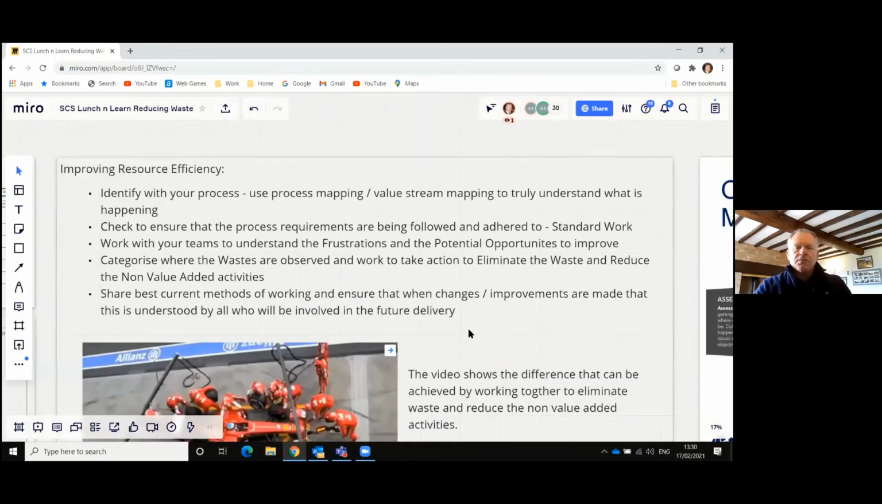Check to ensure that process requirements are being followed and adhered to. So I mentioned earlier on, once you've got an agreed way of working and everybody's happy and signed into that, that should form your standard work, your approach, the way that you do business. Ensure that people understand that, because that standard will drive quality. It will drive managed costs, and it will ensure that your delivery happens on time in full every time.